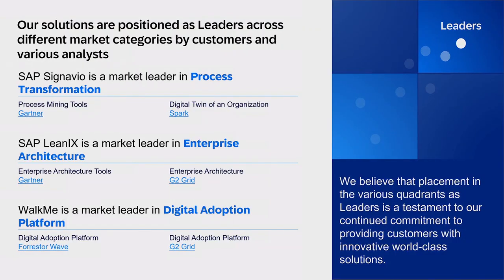In summary, Signavio, LeanIX and WalkMe are leaders in their own space. With SAP's acquisition of these and more investment in them, we are now able to scale up much faster and ensure that all our customers get the benefit of process improvement, application landscape optimization, as well as digital adoption. Thank you very much. If there are any questions, I'm happy to take them outside due to time constraints. Thank you very much.